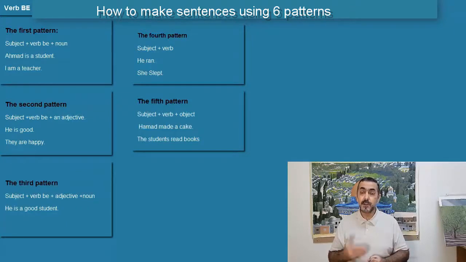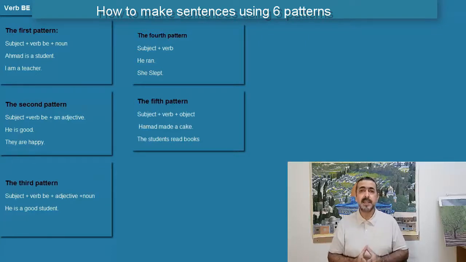The students read books. Books is the object. My students bought stories. Stories is the object. So we have subject, action verb, plus an object. But sometimes we have two objects, and one of them is called direct object and the other one is indirect object, but inshallah that's for another video.